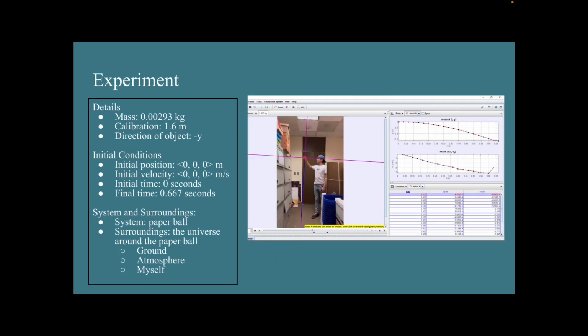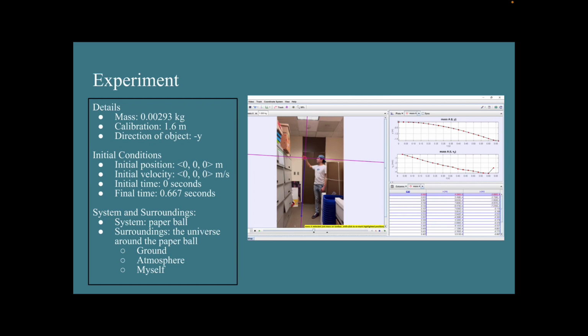In the experiment, the mass of the object is set to 0.00293 kilograms. The object was dropped from 1.6 meters in the negative y direction. The initial position is 0 meters, initial velocity is 0 meters per second. The initial time was t equals 0 seconds, and the final time was 0.667 seconds.